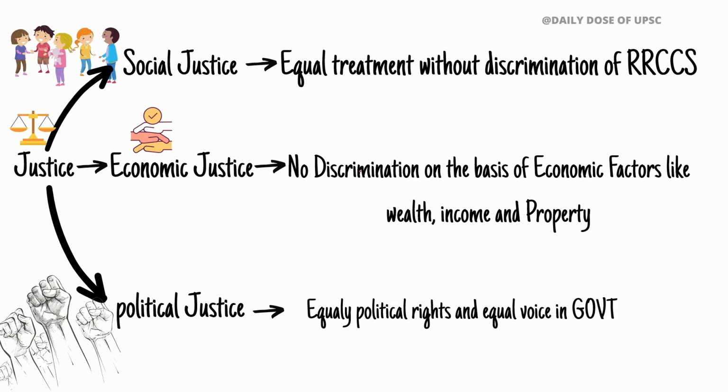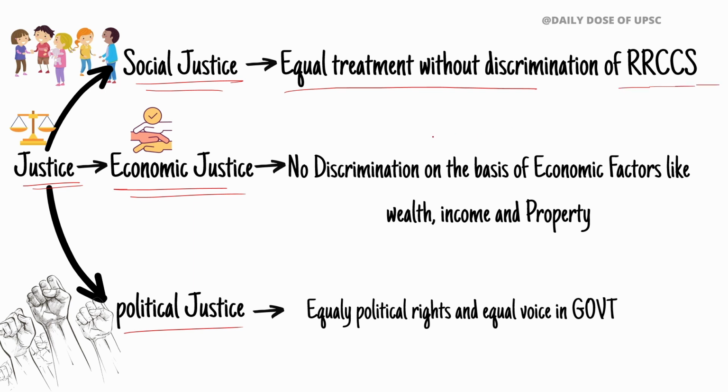Next keyword is justice. Justice is classified into three types: social justice, economic justice and political justice. In social justice, there should be equal treatment without discrimination of race, religion, color, caste and sex. In economic justice, there should be no discrimination on the basis of economic factors like wealth, income and property. In political justice, there should be equal political rights and an equal voice in government for everyone.